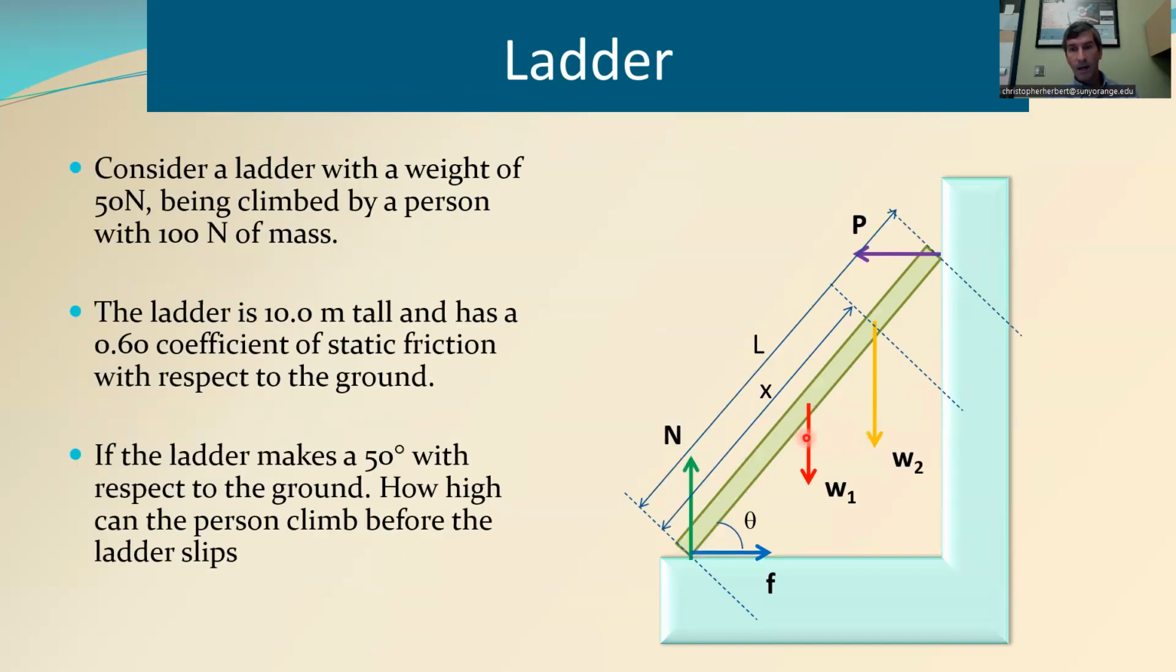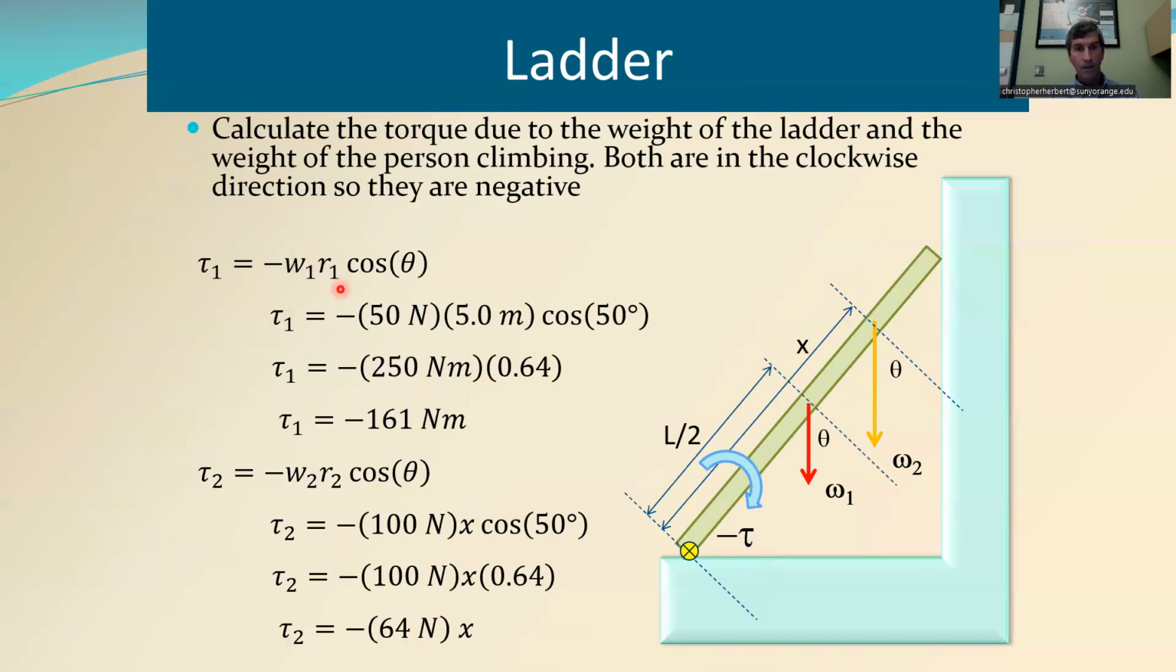W1, W2, and the pushing force all create a torque. So let me calculate these two torques first. This is a 50-degree angle, so this is a 40-degree angle, another 40-degree angle. So torque 1 due to W1, torque 2 due to W2 are negative 161 newton meters and negative 64 newtons times x meters. I don't know what those are.